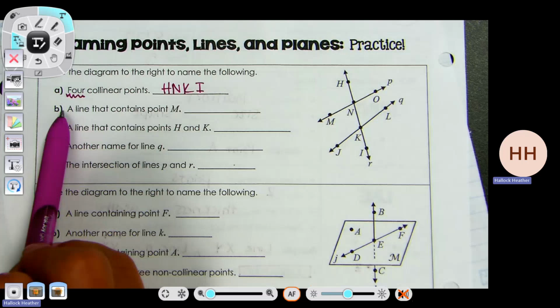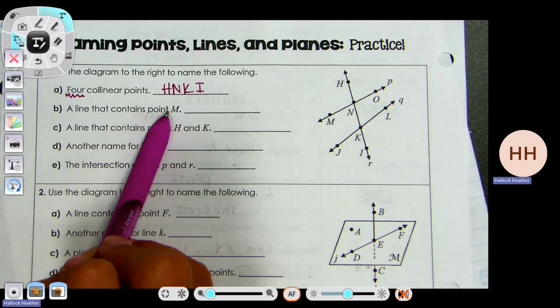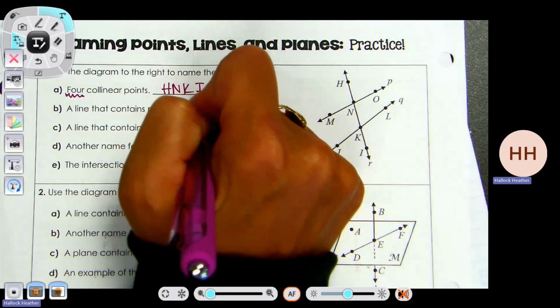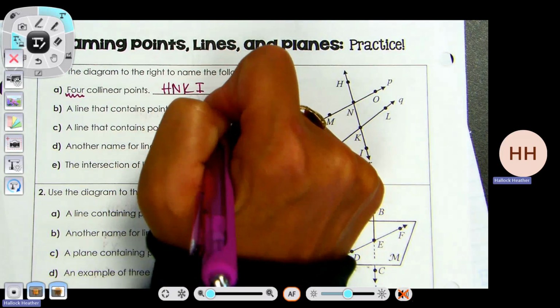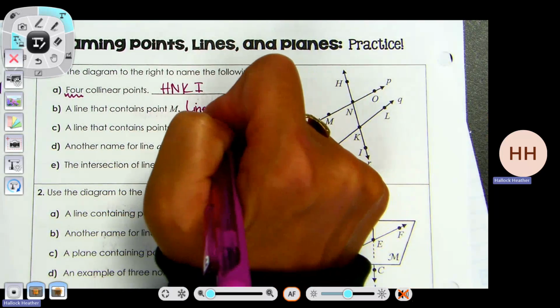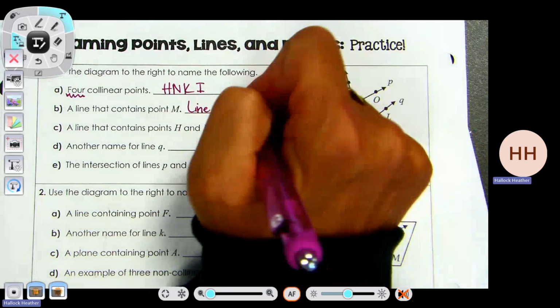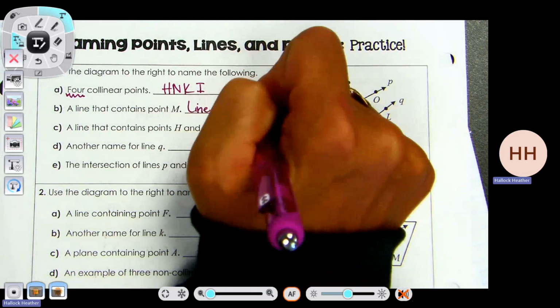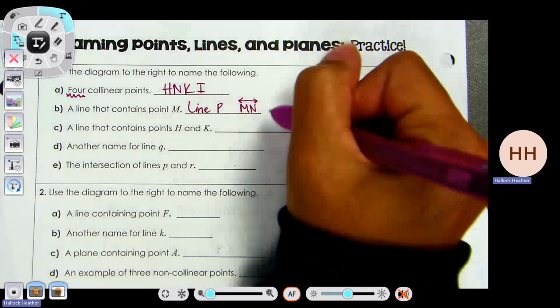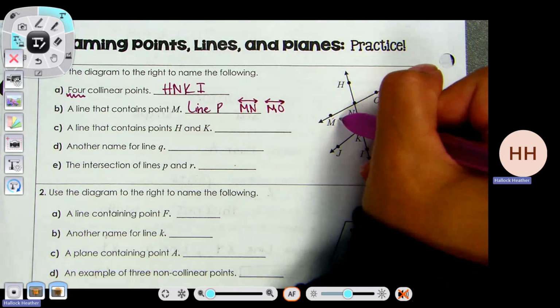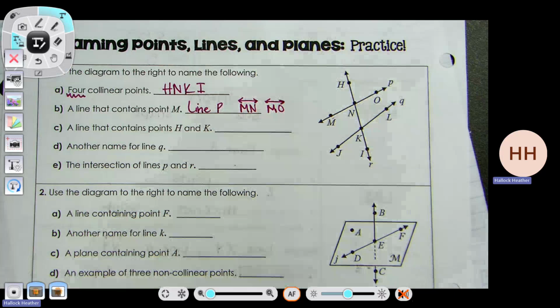So for B, it says a line that contains point M. Line P. That's probably what most people used. So you have to write the word line, and then technically it's a lowercase p, but I just made it uppercase. You could have also used 2 letters on that line. So you don't have to write this, but you could say line MN because they're both on line MN. You could say MO, OM, ON. I'm not going to write them all, but they could also be written backwards. As long as one of them is correct, it doesn't matter.